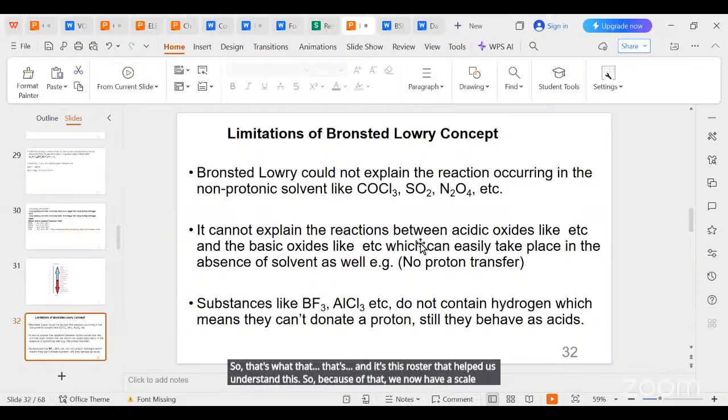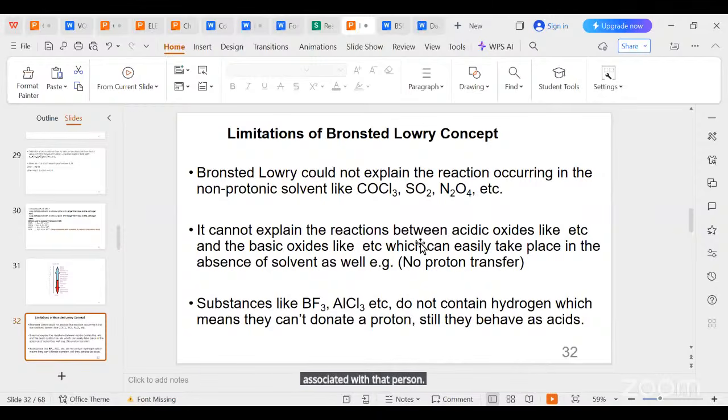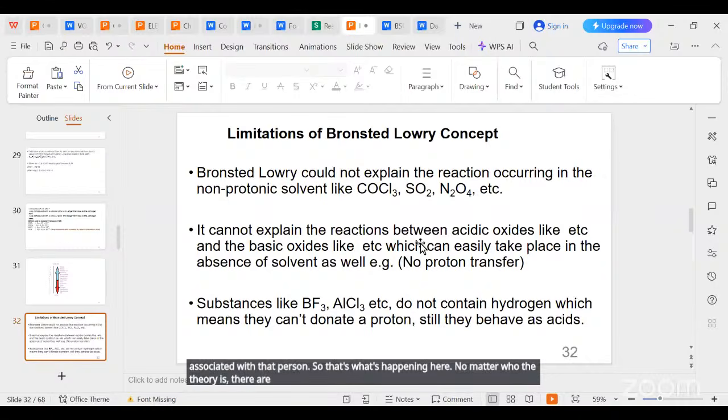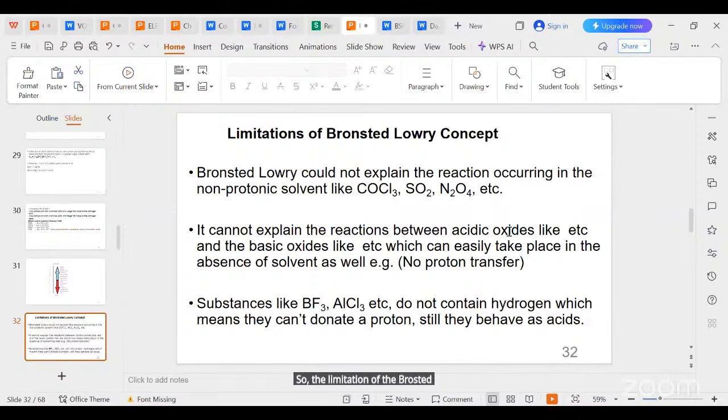So the Brønsted-Lowry theory still has limitations. No matter how good anybody is, there are still problems associated with that person. And no matter how good a theory is, there are still limitations. So the limitation of the Brønsted-Lowry theory is seen here.